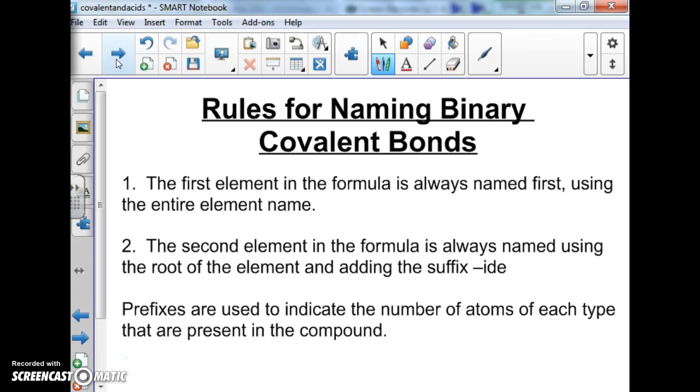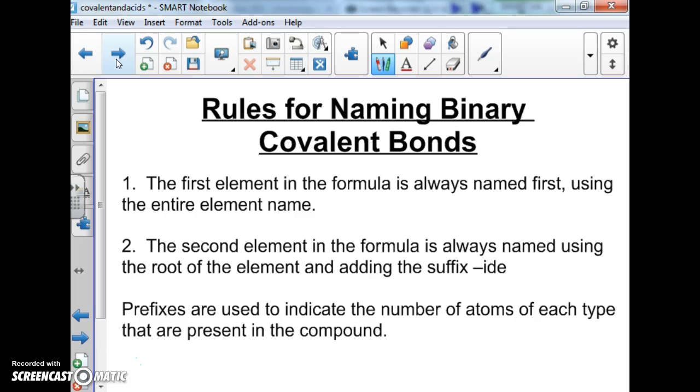So here are the rules for naming binary covalent compounds. Binary means 2 atoms making the compound, or making the bond. The first element in the formula is always named first using the entire element name. So it's going to start with a nonmetal first of all. That's how we know it's a covalent bond. So I'm going to start with a nonmetal, and we're going to name it right off the periodic table for the first element. So oxygen, fluorine, chlorine, sulfur, phosphorus, hydrogen, iodine, and so on.